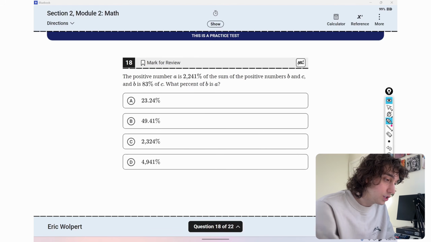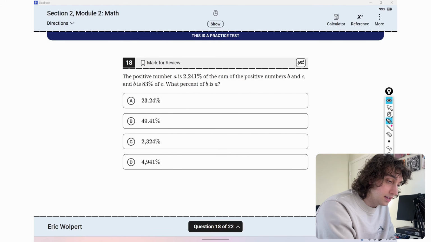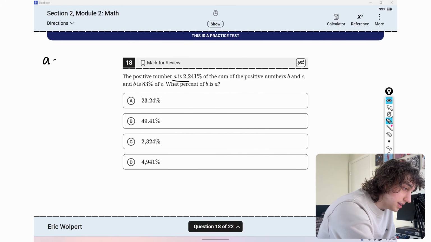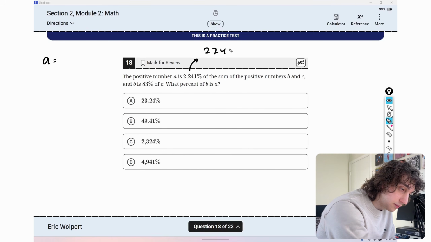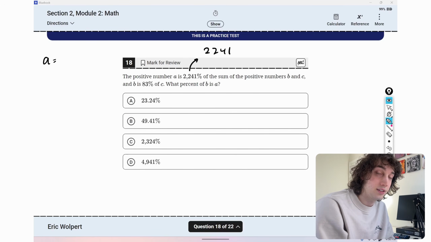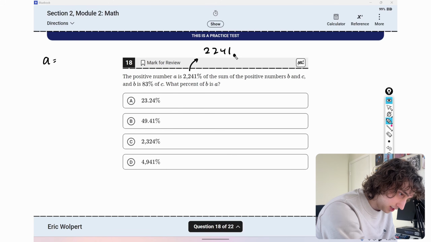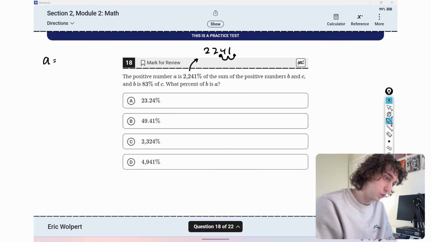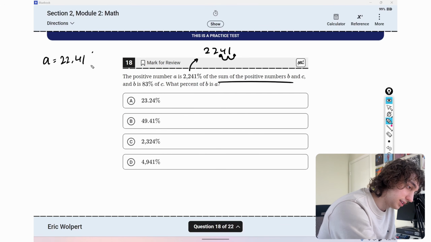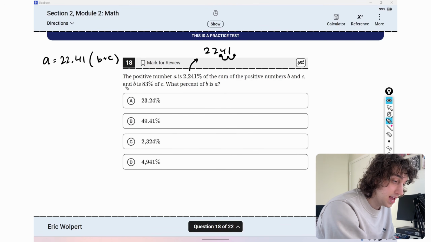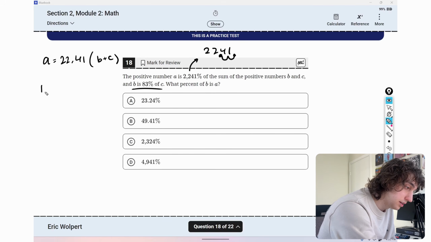Question number 18, the positive number a is, so a is, we can write that as a equals 2,241% of, so 2241, we can convert this from a percentage into a decimal by moving the decimal place 2 spots over, so it's 22.41 times the sum of the positive numbers b and c, so times b plus c, and so new equation, b is, so b equals 83%, so 0.83, of c, so times c.